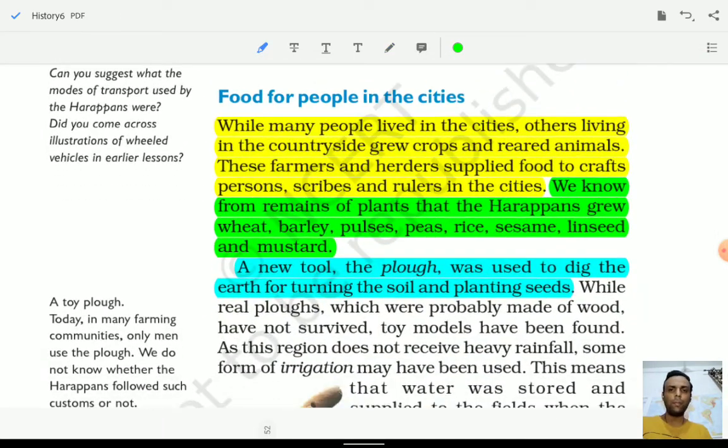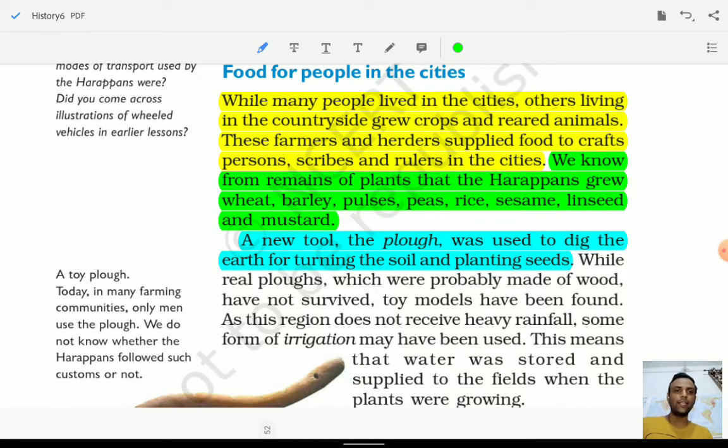Food for the people in cities. While many people lived in the cities, others living in the countryside grew crops and reared animals. We have already understood not only this, but that hunter-gatherers also existed. Harappans were very advanced, so they must have understood all these things in a very advanced way. So these farmers and hunters supplied food to craftspersons, scribes, and rulers in the city.